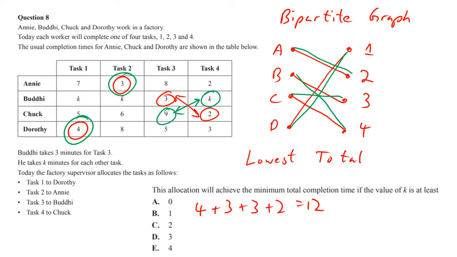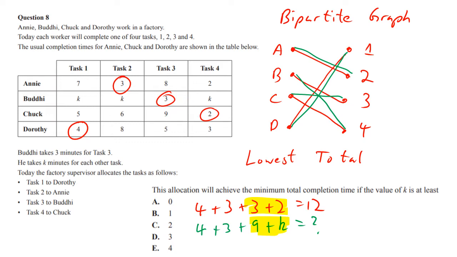So now, if you look at the green one, we're saying 4 plus 3 plus 9 plus K equals something we don't know. But remember what we said, we're looking for the lowest total. Well, 3 plus 2 compared to 9 plus K, which one is going to be better? Well, obviously 3 plus 2 is 5, and you've already got a 9 there. So 9 plus K does not work, does it? So we know that the green one doesn't work. All right, so the green one, which I'm going to delete, doesn't work.